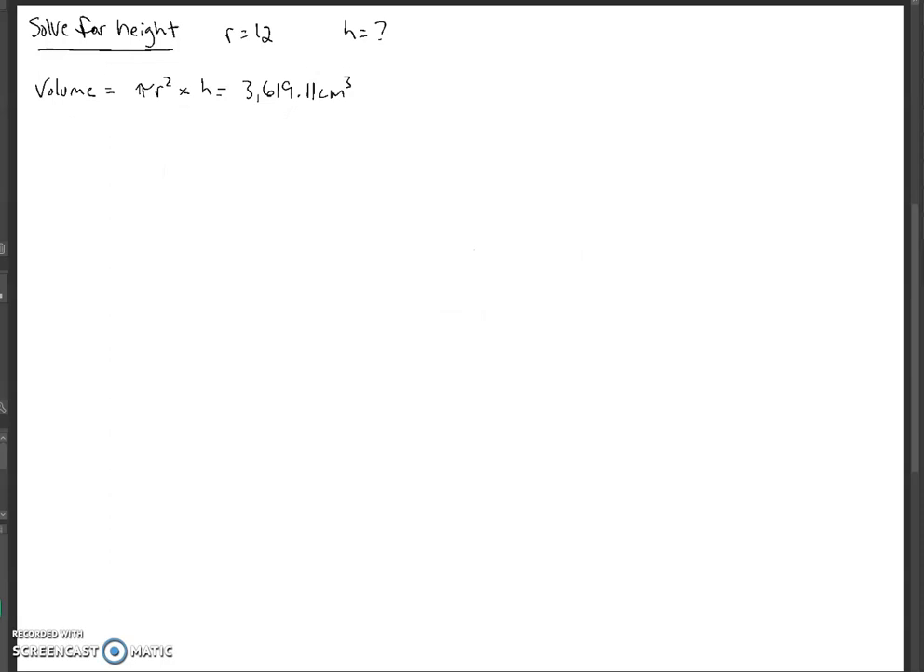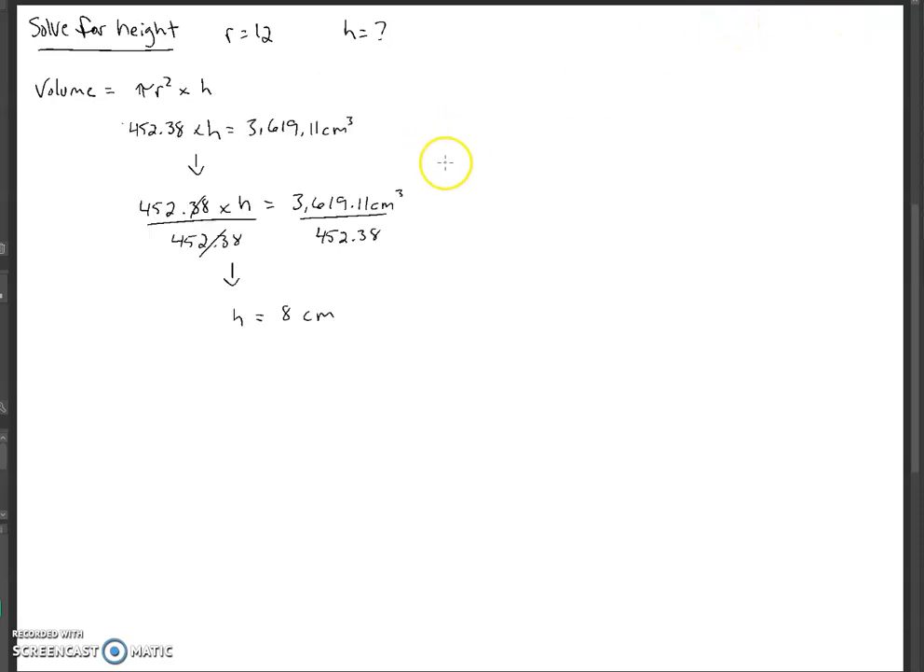On to the next. So we'll solve for the height for the volume. So the volume, pi r squared times the height equals 3619.11. The radius is 12. Pause the video, write it down. I'll put up the answer, in 3, 2, 1. So there we go. Again, went through the whole inversion process. And then we'll move on to the last, but not the least.